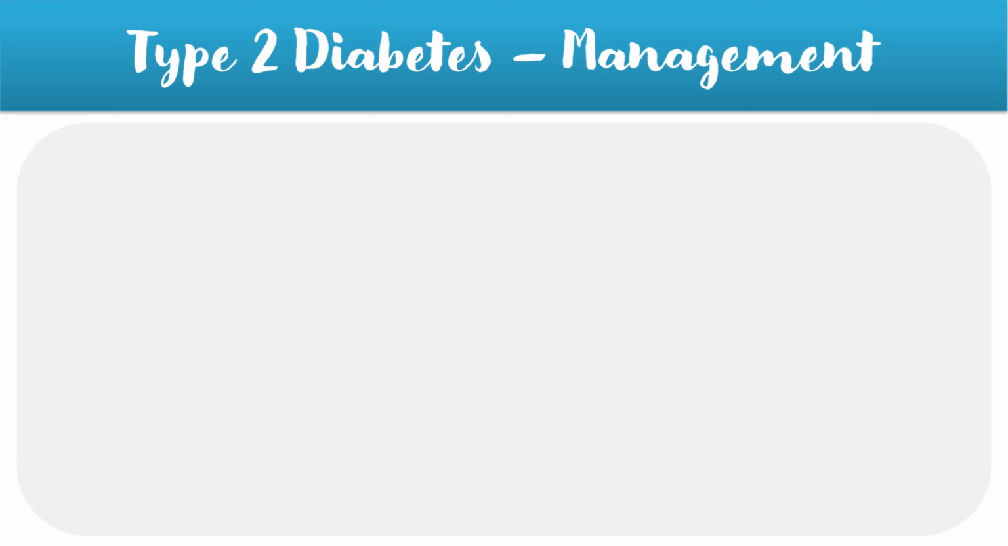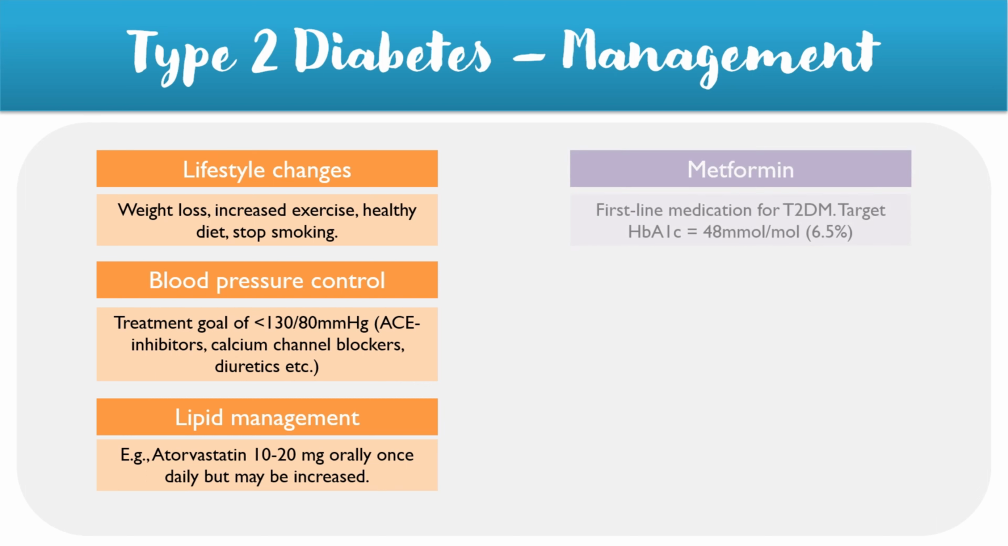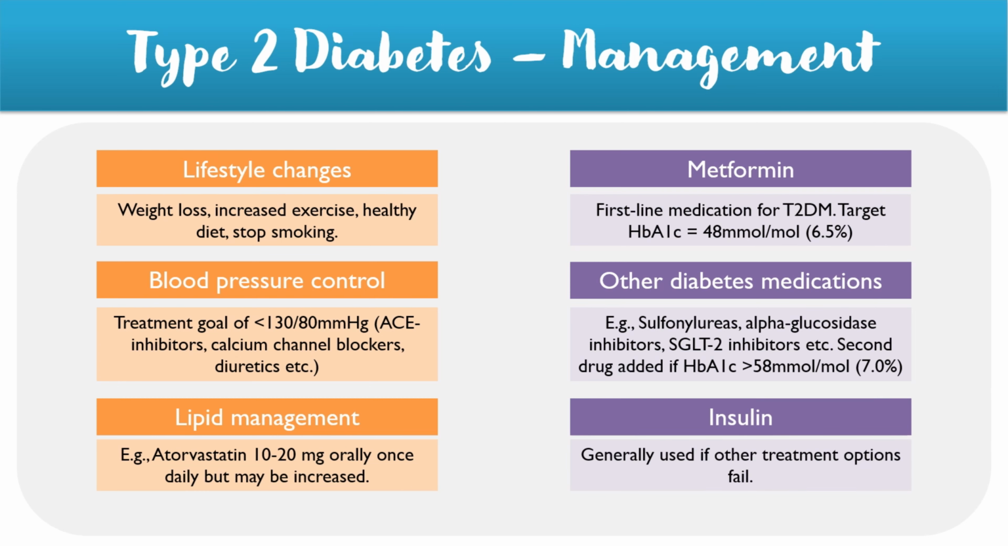In terms of the management of type 2 diabetes, the first step involves addressing lifestyle changes, as well as making sure that blood pressure and lipids are within normal limits, as this helps to reduce the occurrence of diabetic complications. For more specific management, Metformin is usually the first-line medication used for the condition, and target HbA1c levels of 48 mmol per mole are used for guidance. Other diabetic medications might also be considered, such as sulfonylureas and SGLT2 inhibitors, and we usually add these if HbA1c levels increase past 58 mmol per mole. And finally, insulin might be considered if other treatment options fail.